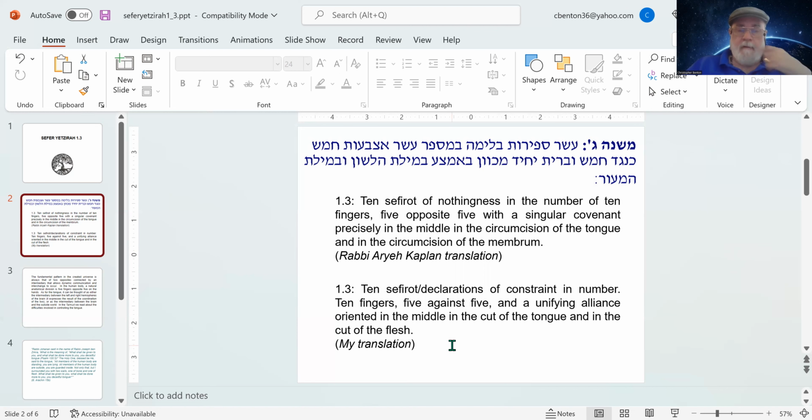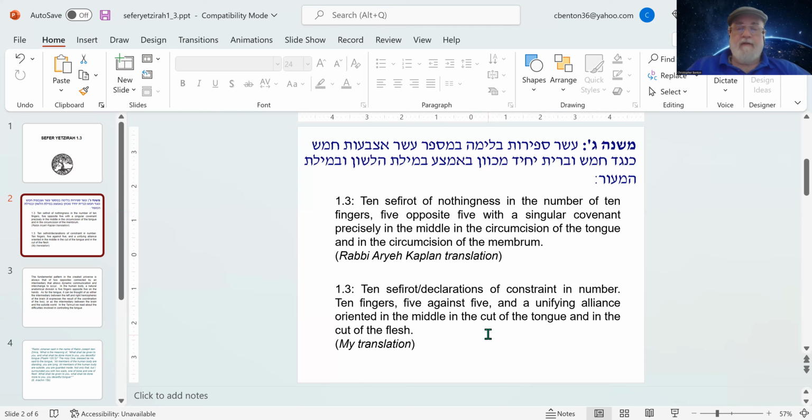And then my translation, of course, in my commentary on verse 2 in this chapter, in another video, I explain why I believe the word sefirot should be translated as declarations, and a better translation than nothingness for bilima is going to be constraint. Okay, so essentially I'm saying 10 declarations of constraint in number, 10 fingers, 5 against 5, and a unifying alliance oriented in the middle, in the cut of the tongue and in the cut of the flesh. Again, referring to the circumcision.